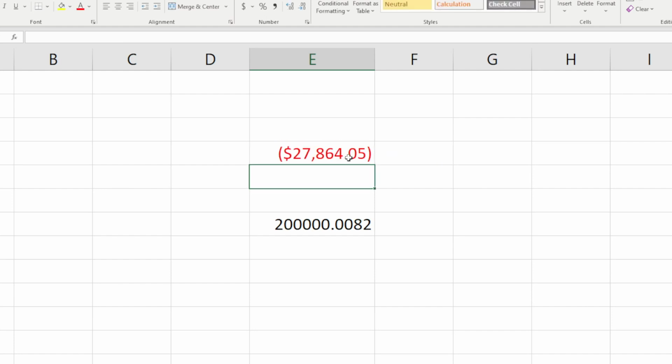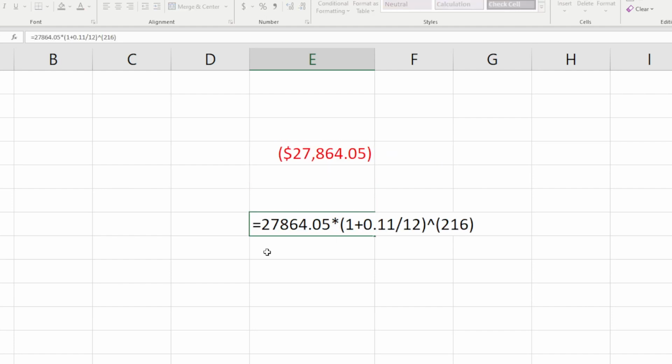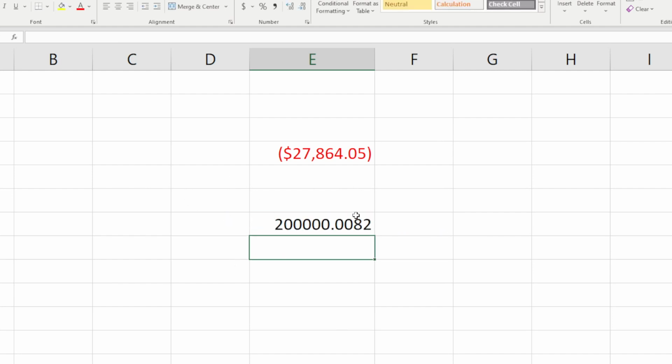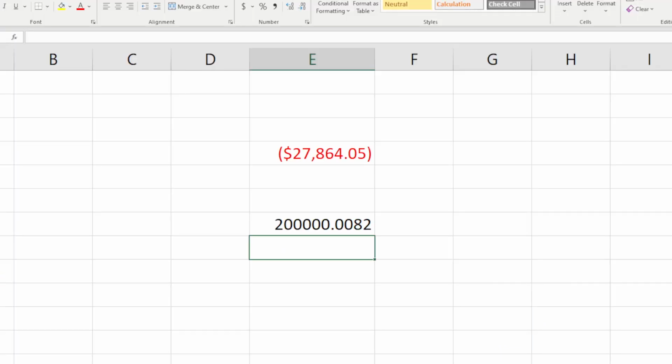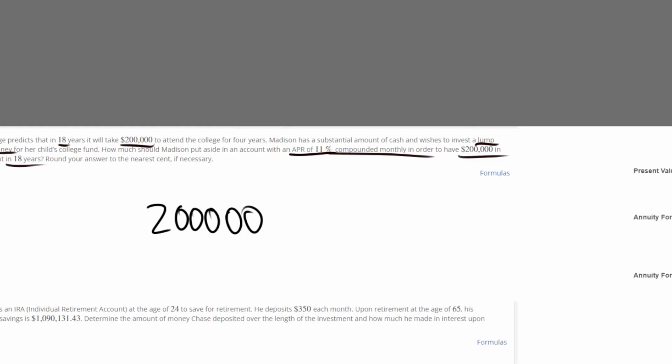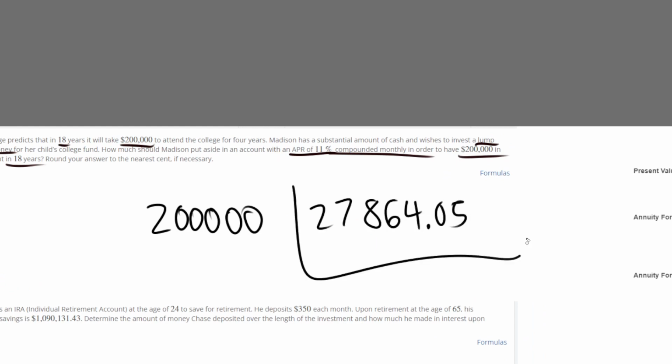So when we run that back, I'm going to do the normal compounded interest formula with this lump sum times our 1 plus our rate divided by 12, and then to the 216th power, which is 12 times 18. And that gives me $200,000 and a few leftovers. But basically that is the correct answer. So we need 2786405.05. So this much money in our lump sum.